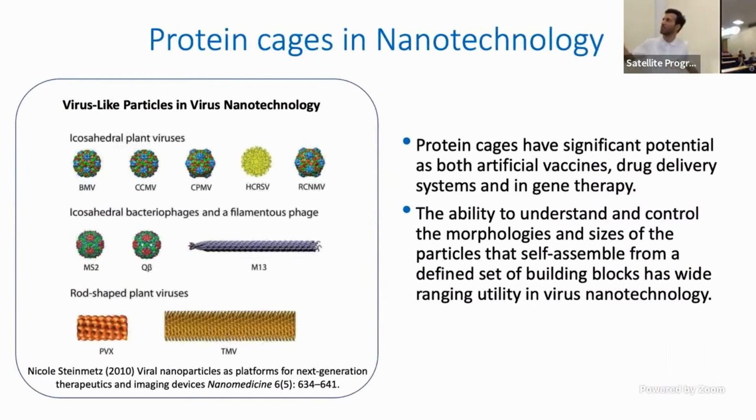So protein cages, when we talk about protein cages, these are spherical objects that are made of proteins. They are really important in nanotechnology because we can use them for designing vaccines, for drug delivery, for gene therapy, and the ability to control their size and morphologies is really important. Then we could make a bigger particle or a smaller particle based on what we want to put inside them.